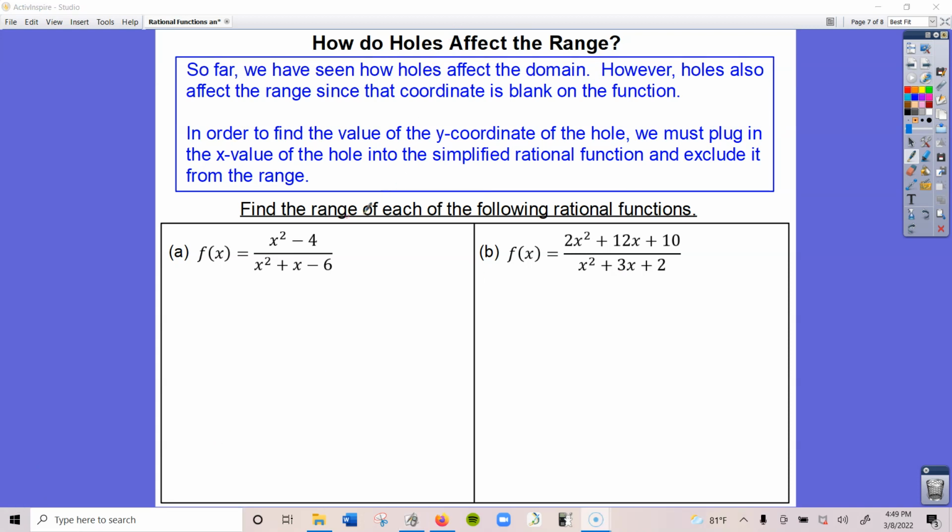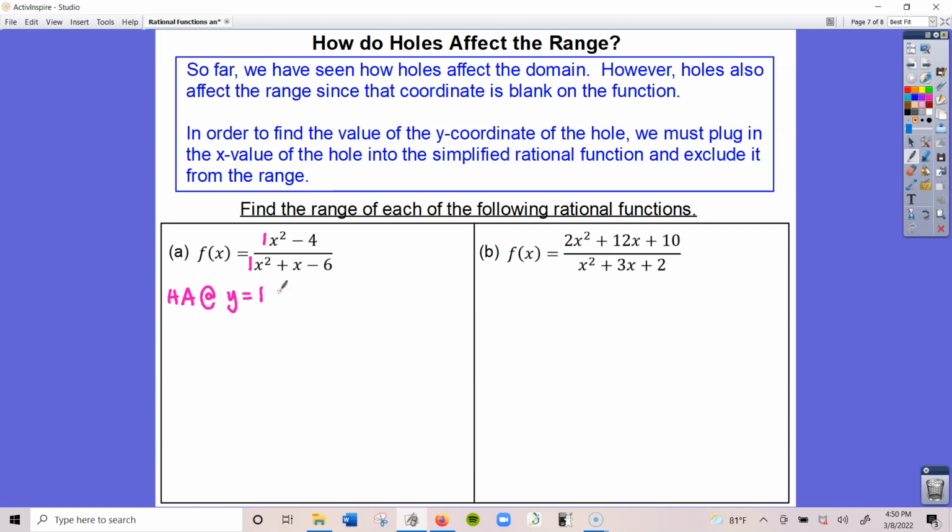So in order to find the range, first we need to determine two things. We need the horizontal asymptote, and then we also need to figure out where the hole is. So let's practice first with figuring out the horizontal asymptote. As you can see here, the degree of the numerator is the same as the degree of the denominator. So the horizontal asymptote is going to be at y equals, and you take the coefficients of the leading terms of the numerator and denominator and you divide. This is 1 over 1, so 1 divided by 1 would be 1. So this means that y is equal to 1 will not be included in the range.